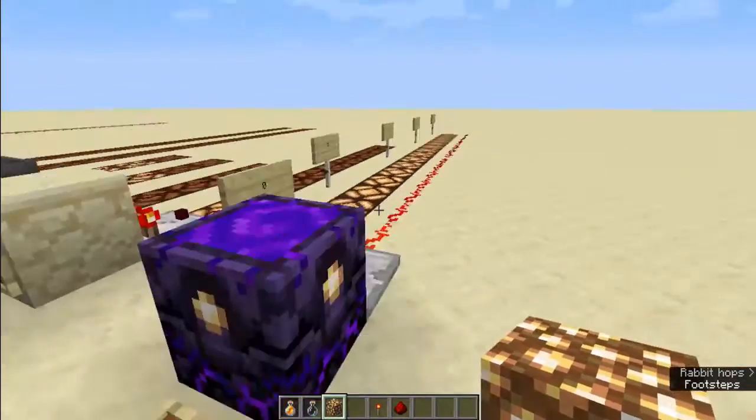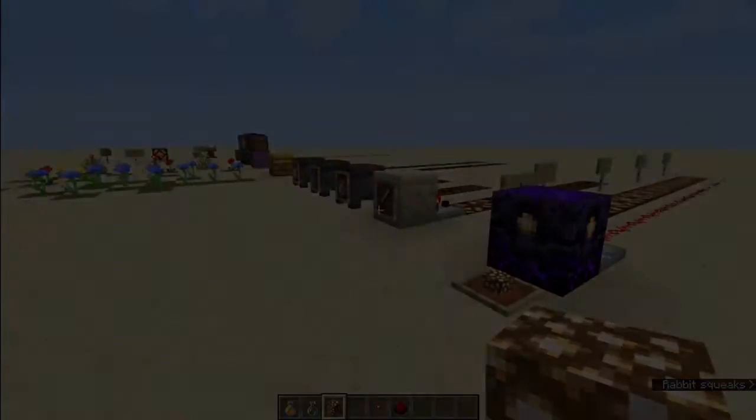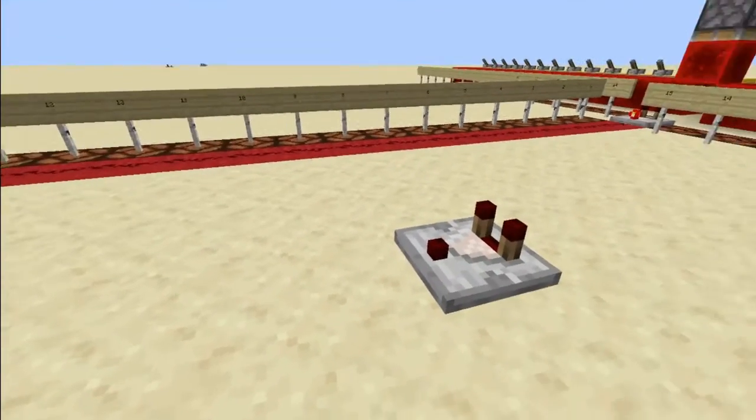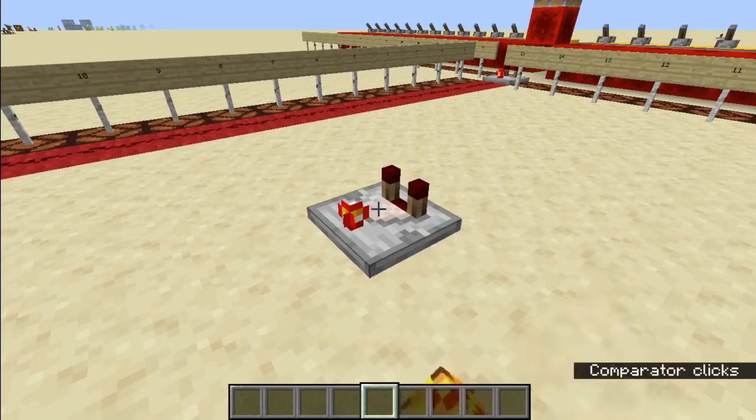Now we have finished with the comparison mode. Now let's move to the subtraction mode. We can know a comparator is in subtraction mode if there is a light in the front, which can be enabled by right-clicking the comparator.